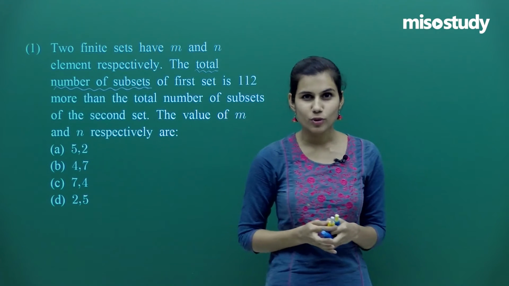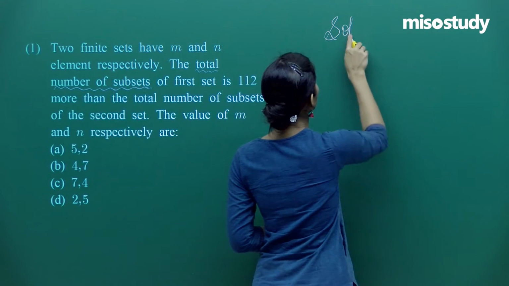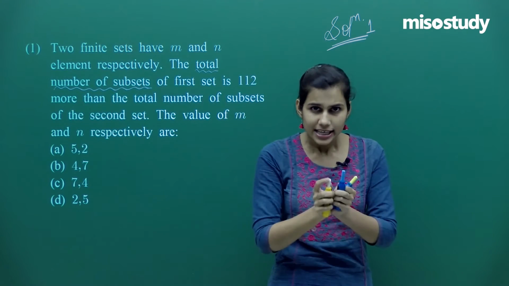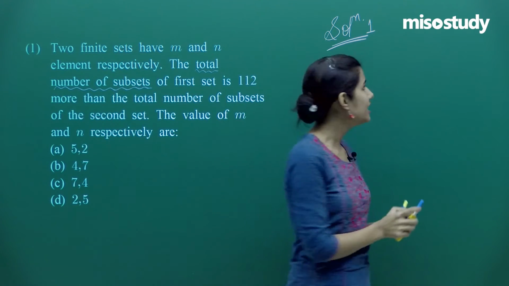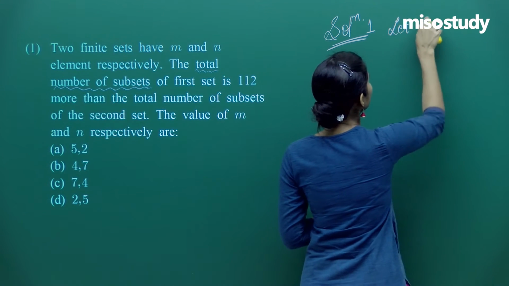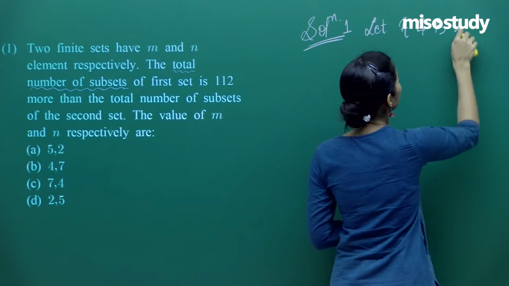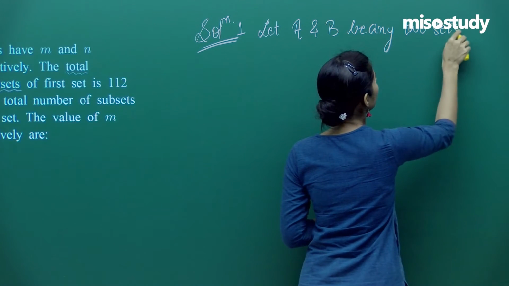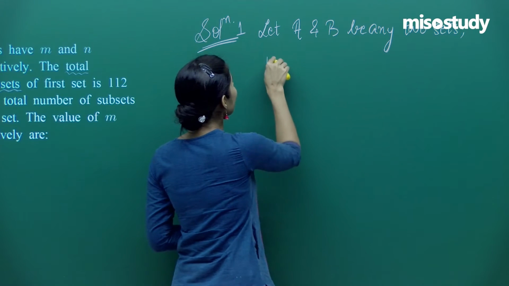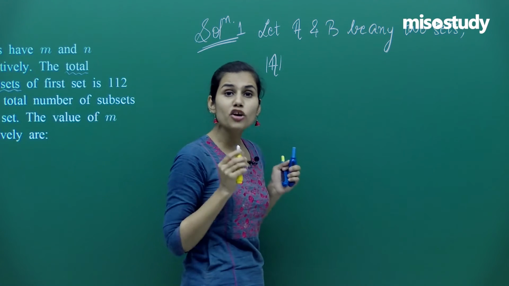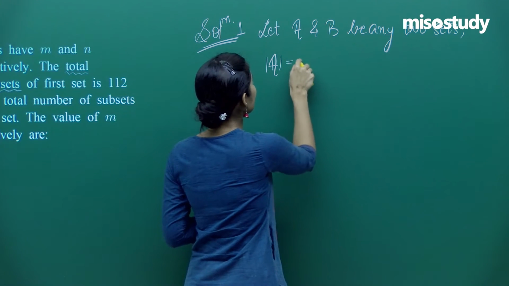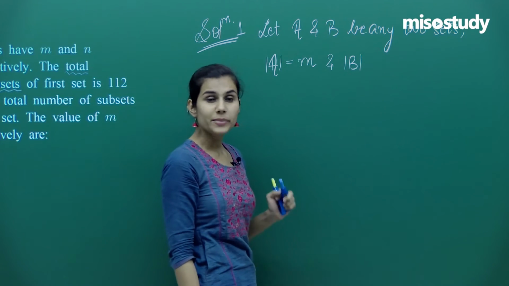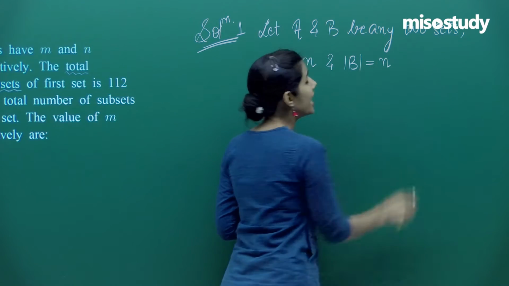So let us proceed with this question. I am given two sets. The name of the sets is not specified. Let us just take A and B as the two sets. Suppose A and B be any two sets such that the cardinality of A, that means the number of members sitting inside the set A, is m, and the cardinality of the set B, which is the number of members sitting inside set B, is n.